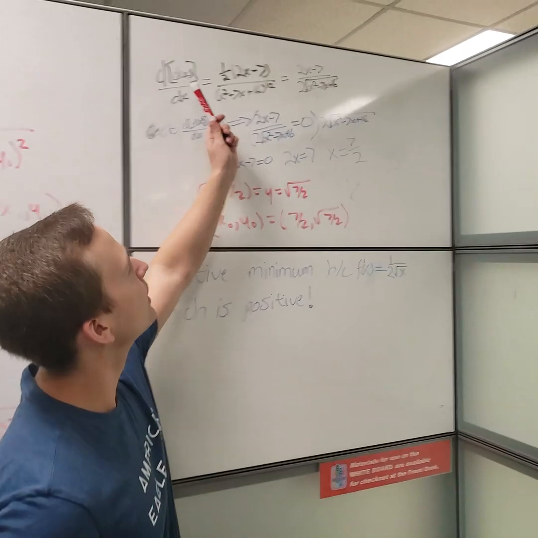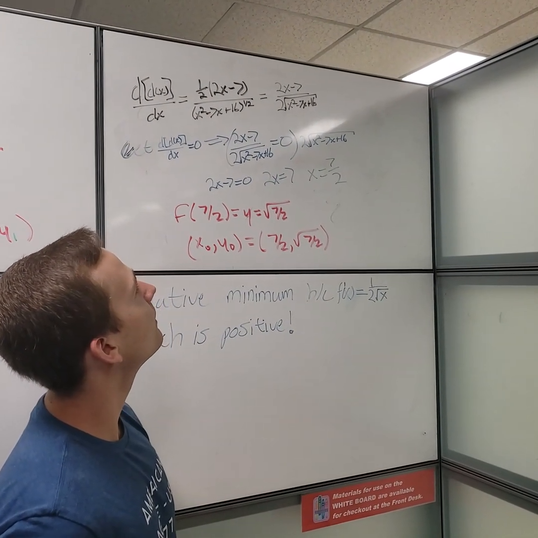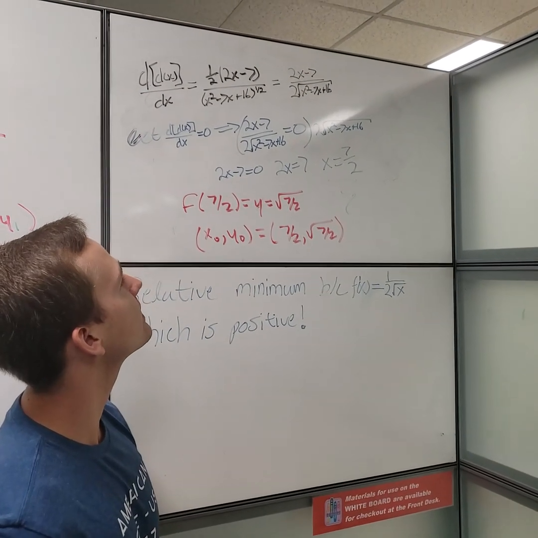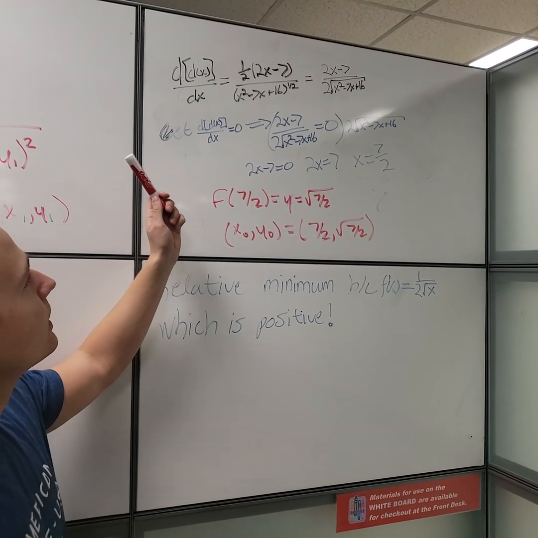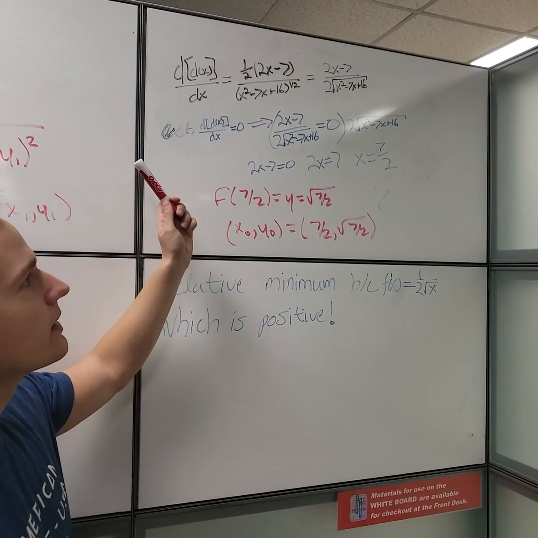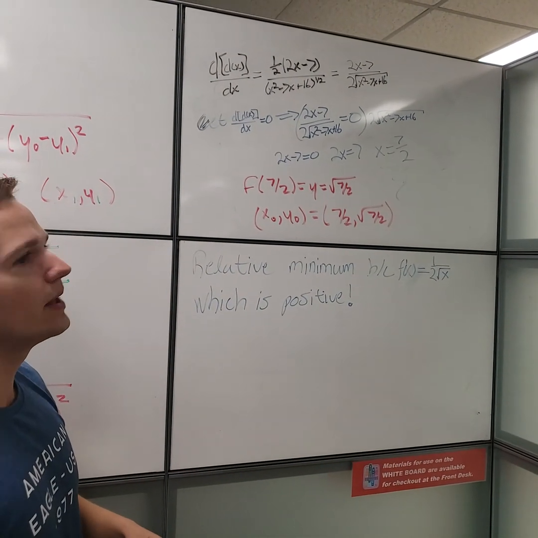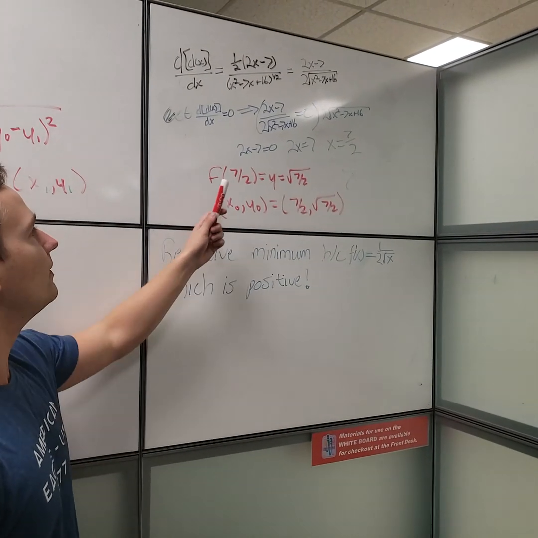When we take the derivative of that, we get it to be (2x minus 7) all over 2 times the square root of x squared minus 7x plus 16. When we set the derivative equal to 0 and we solve for x, we will get that x equals 7 halves.